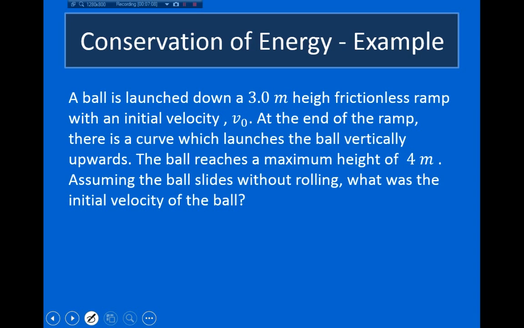The first example says, a ball is launched down a 3-meter high frictionless ramp with an initial velocity v0. At the end of the ramp there is a curve which launches the ball vertically upwards. The ball reaches a maximum height of 4 meters. Assuming the ball slides without rolling, what was the initial velocity of the ball?